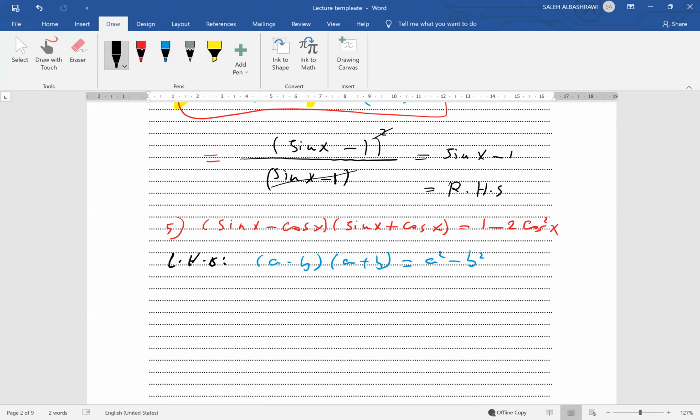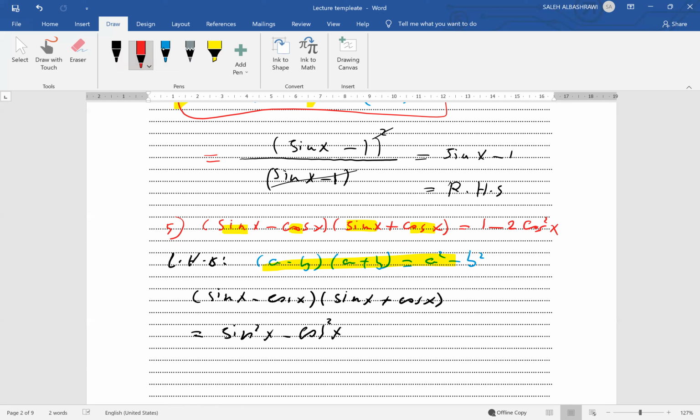So the left-hand side, I have sine minus cosine, sine plus cosine. It is similar to this identity, A minus B and A plus B. So sine x minus cosine multiplied by sine x plus cosine x is equal to the first one square minus second one square. So it is sine square minus cosine square.